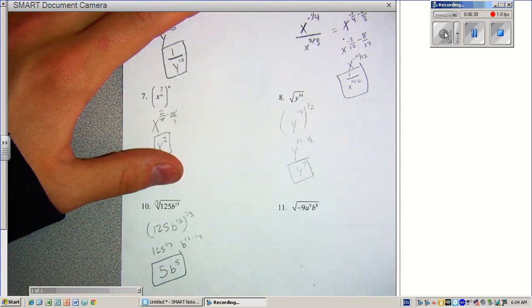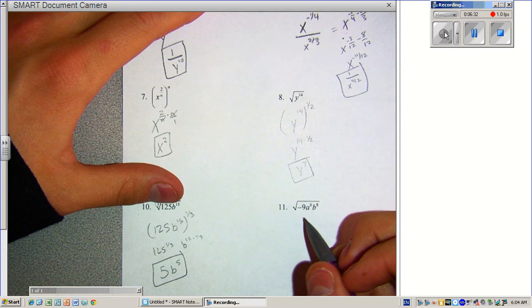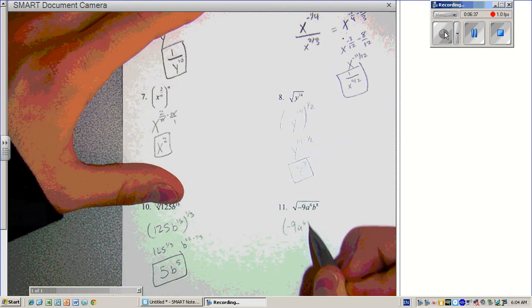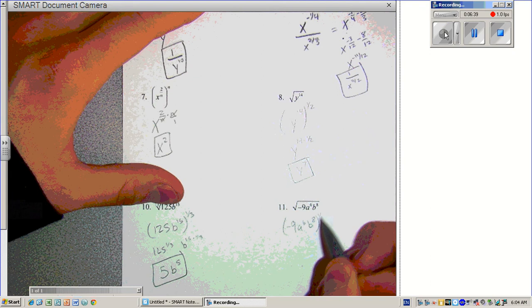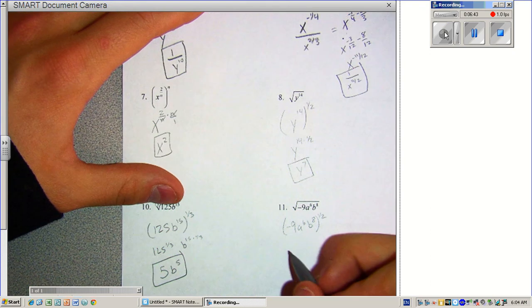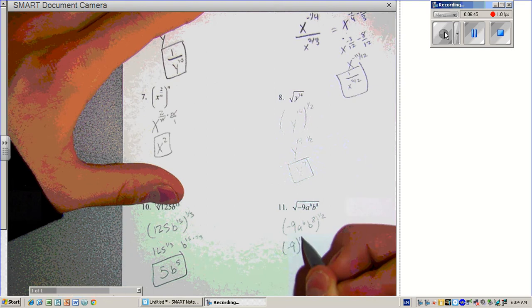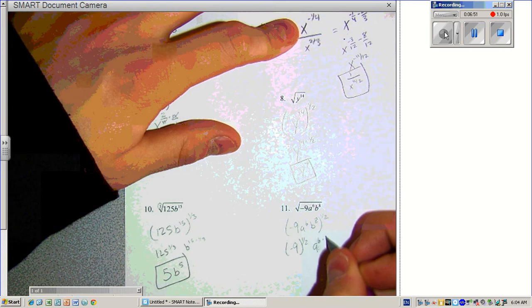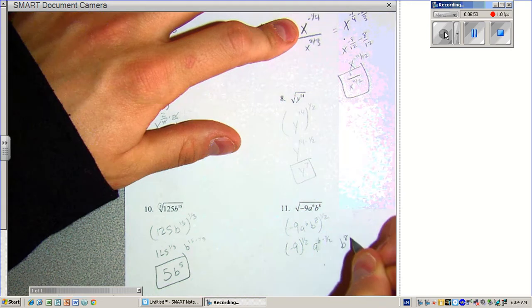Number 11. Now what we're going to do here is the same idea. I'm going to break it all into an exponent of 1/2. What you'll see is that there's no square root of -9. I'm going to see that in a second. So now we're going to get a to the 6th times 1/2, b to the 8th times 1/2.